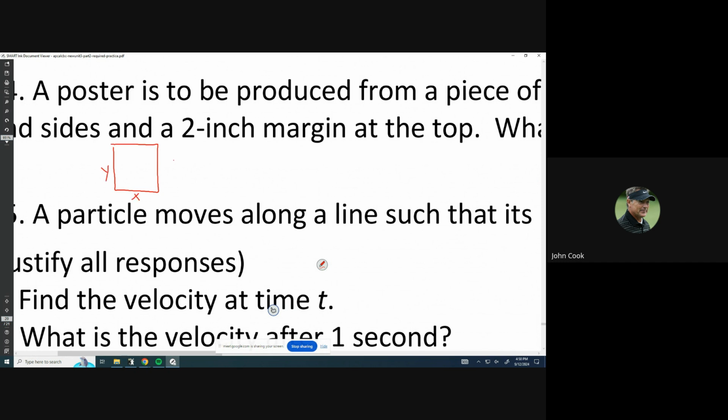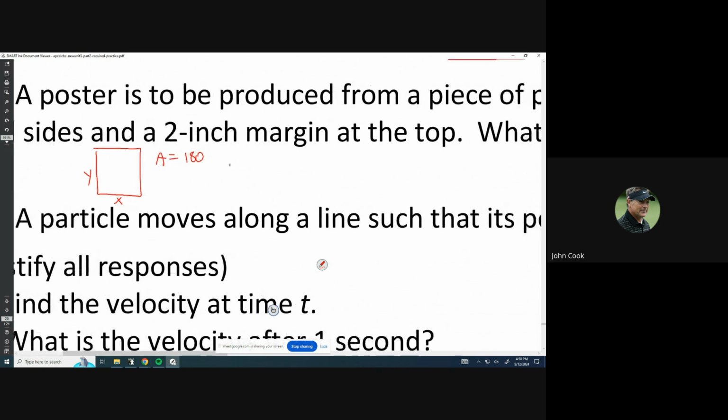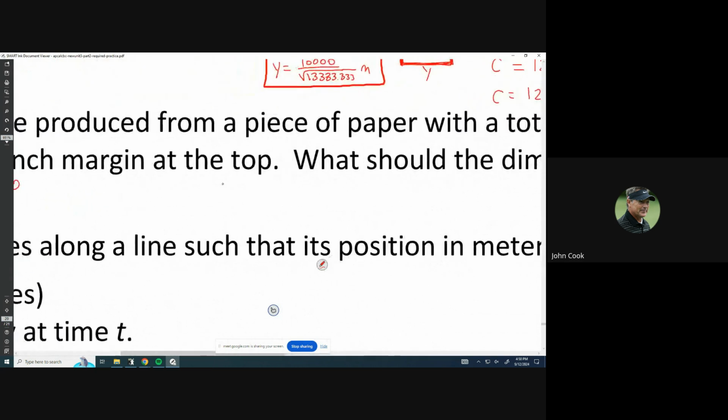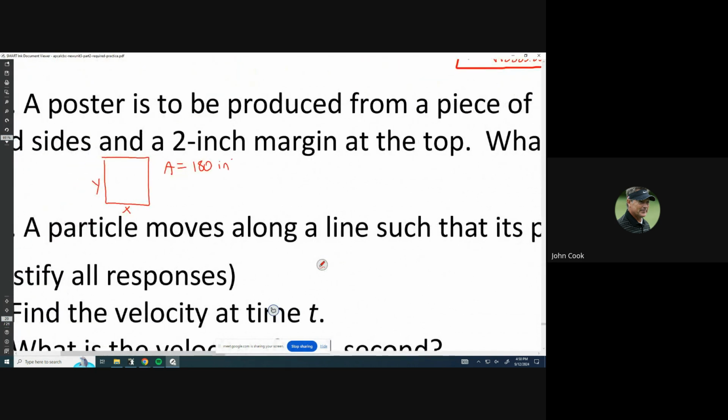And I know that its area is always going to be 180 inches squared, right? Yeah, inches squared. So I can relate the area to these two dimensions. Area is equal to X times Y. And so that means that 180 is going to be equal to X times Y. This is my constraint. So what am I trying to maximize? I'm trying to maximize the area of the printable space.